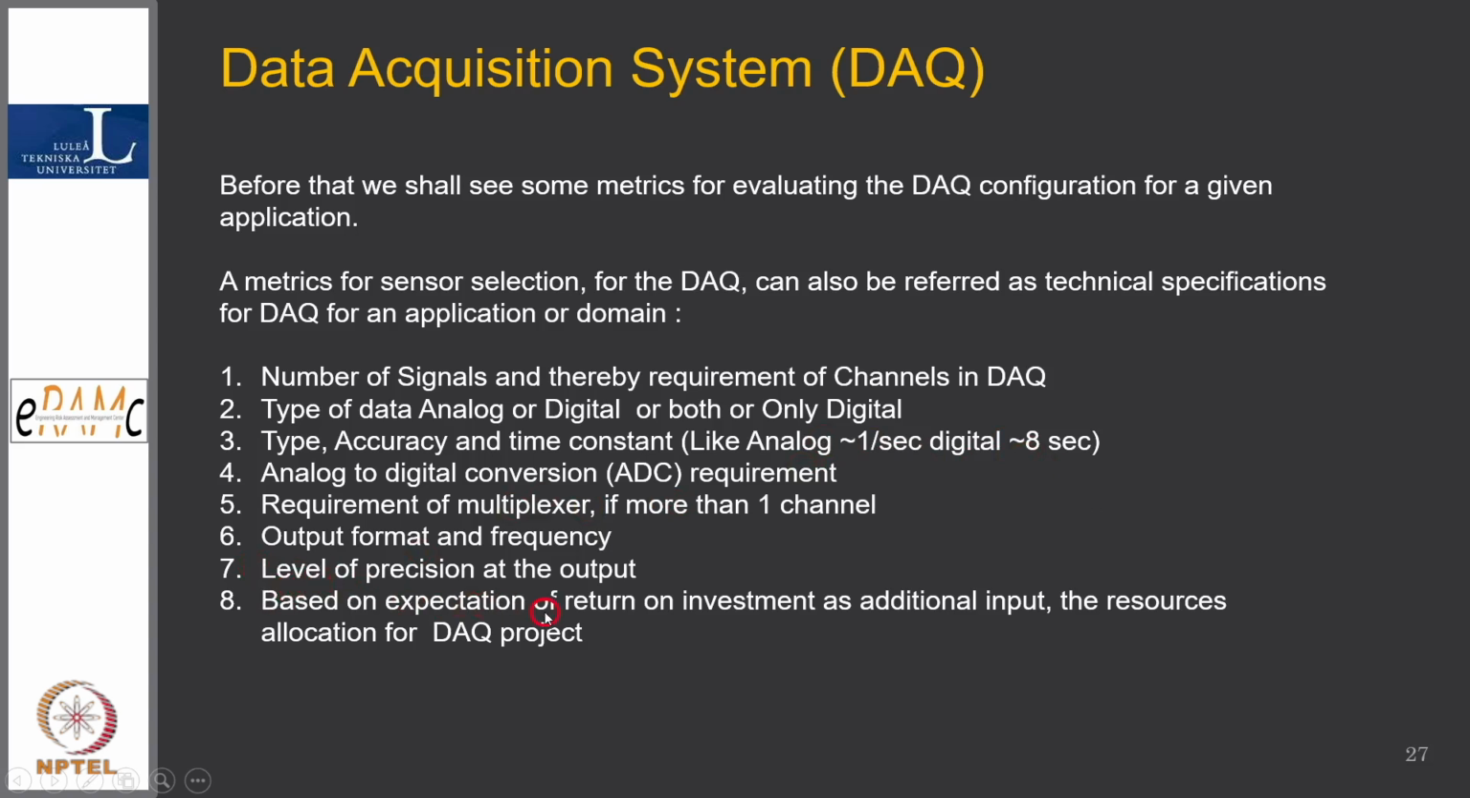Then based on expectation of the return on investment and additional input, the resource is allocated to DAQ. So the point we are communicating here is, at the end of the day, even though safety is an overriding factor, plant availability is an overriding factor, at maintenance level these things have to be optimized so that our job is not compromised, but at the same time we are not overspending, that is, return on investment is also optimized.